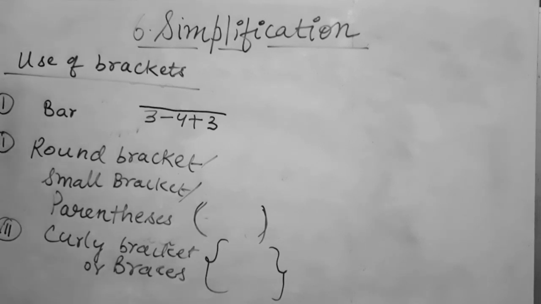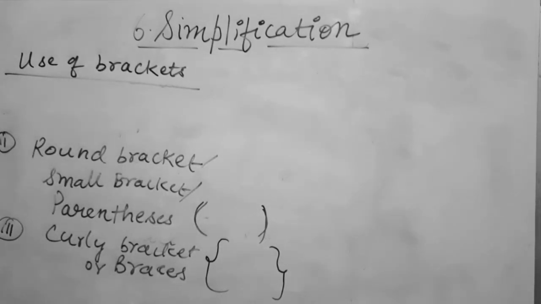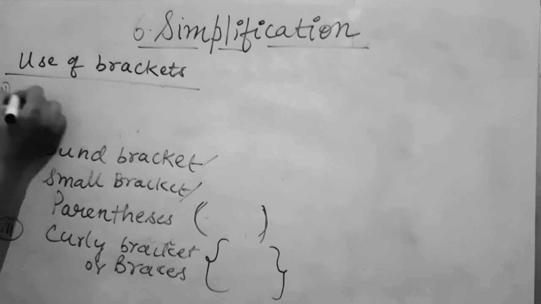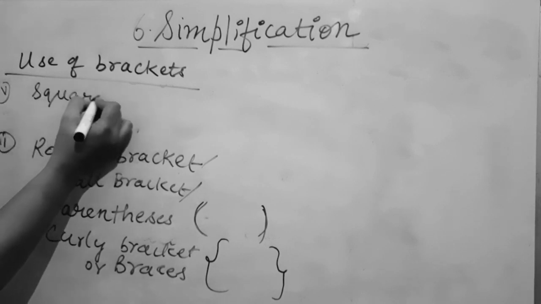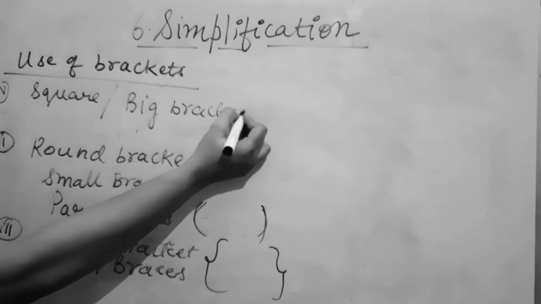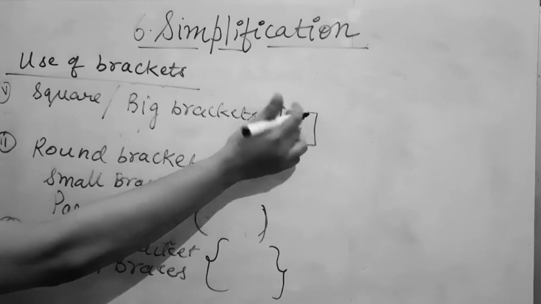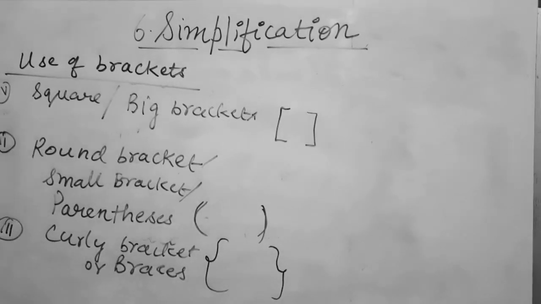Now the next bracket, that is the fourth type of bracket, is square brackets. आप इसे square bracket भी बोल सकते हैं, square brackets or big brackets. How are they drawn? Okay, these are square brackets or big brackets.